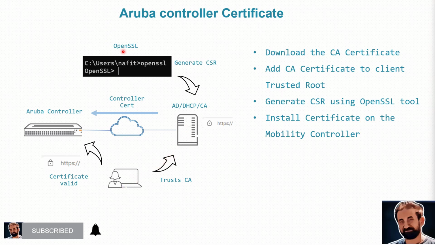We will use the openssl tool to generate a certificate signing request with a private key, submit that to the certificate authority, generate the certificate, and install that certificate on the controller. The controller also trusts the CA. When the client tries to go to the web browser of the controller, that should not generate any error message in this case, and there will be a valid certificate icon, as you can see clearly.